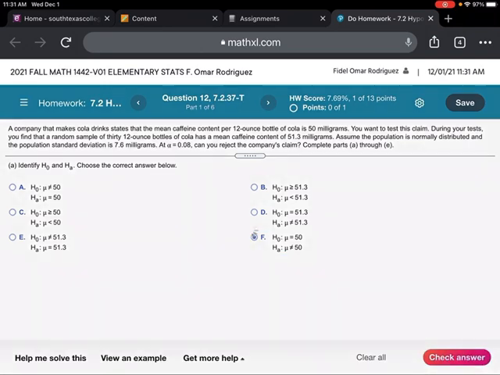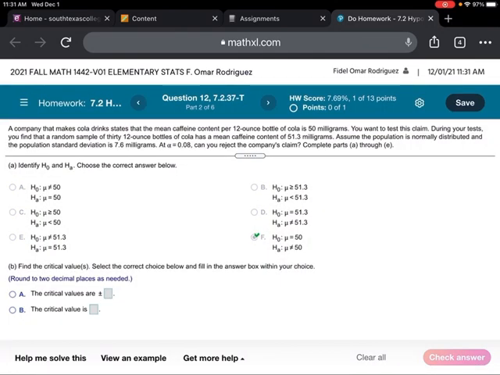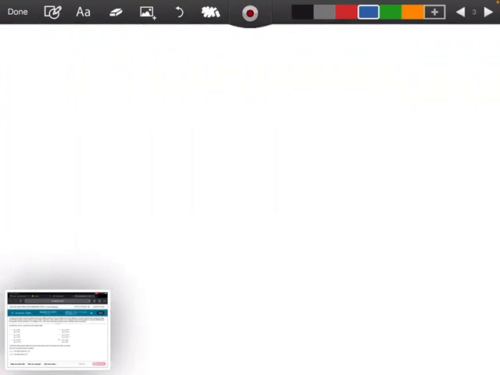And it looks like that's going to be choice F. So I'm going to come back to my problem right here, and I'm going to choose F. There we go, and we're going to check our answer. And okay, we got that part right. Come on, pen. There we go. Okay, so now it's asking us to find our critical values. Let's see if we can do that part.